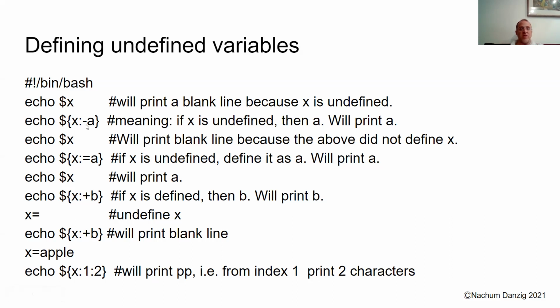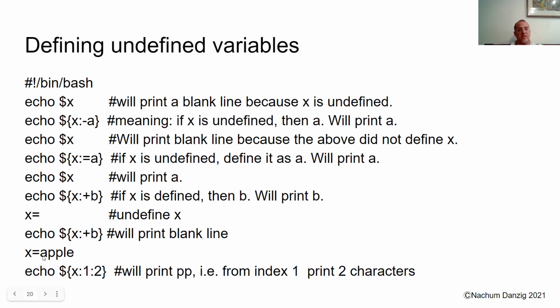Now, minus means if it's undefined, and plus means if it is defined. So if X is defined, then print B. It'll print B because X is defined. If I want to undefine X again, I can write X equals and not write anything. That undefines it. So now if I say if X is defined, print B, X is not defined, so it won't print B, it'll print X. But X is undefined, so it'll print a blank line.